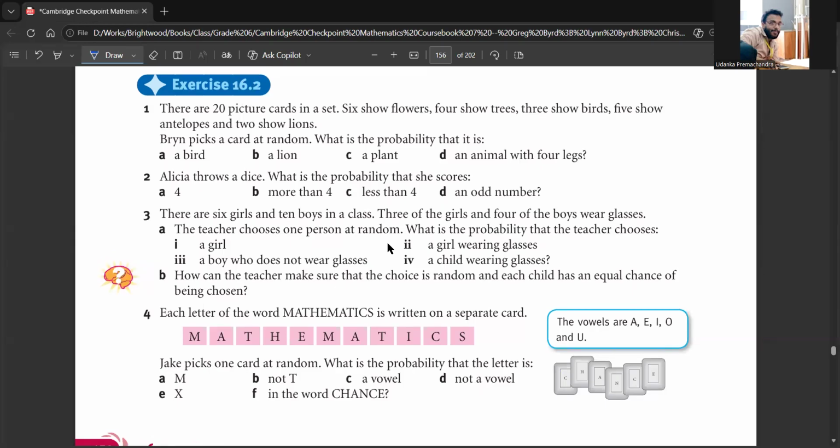Shall you try this exercise? Exercise 16.2 right now, please. I give you some time, take your time and try. There are 20 picture cards in the 6 row flowers. Okay, please try it.